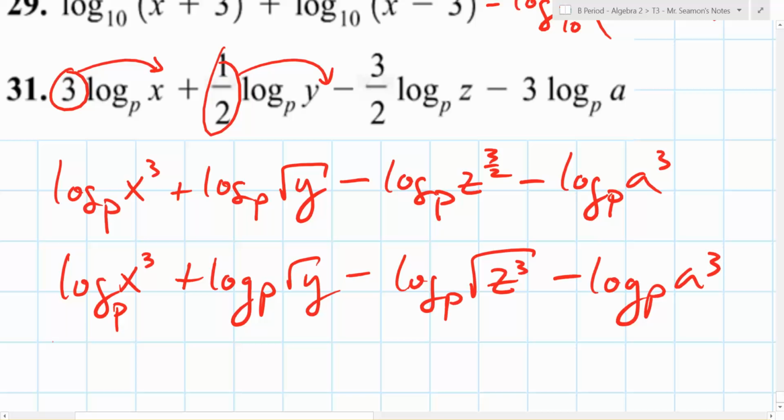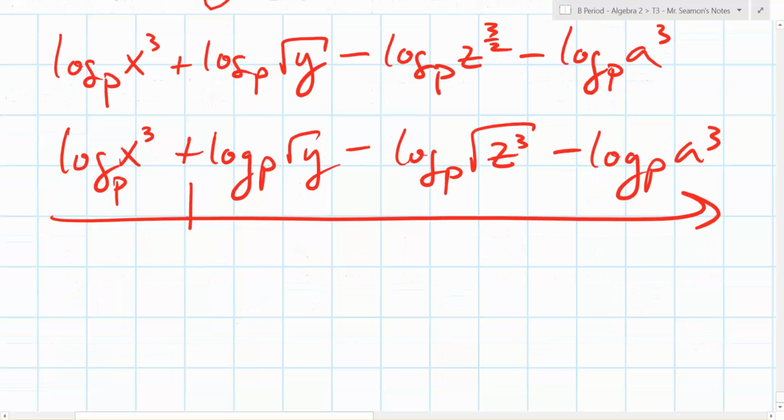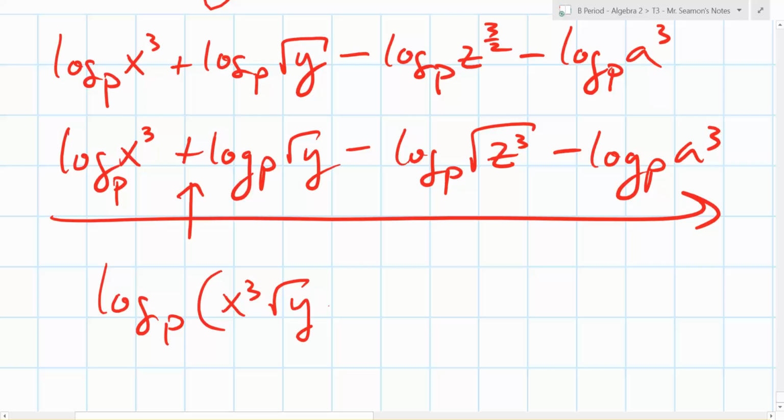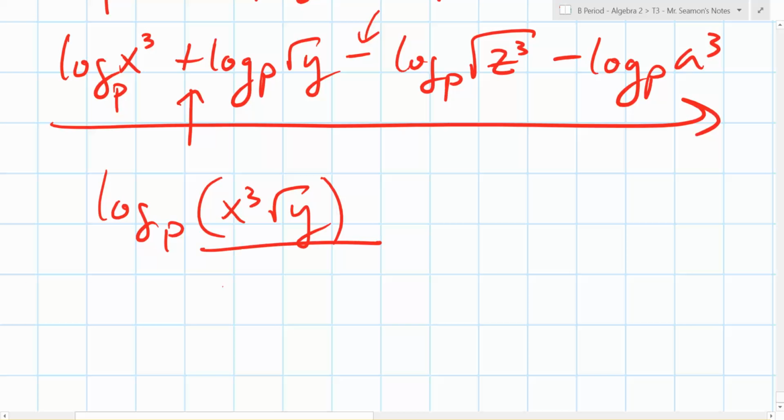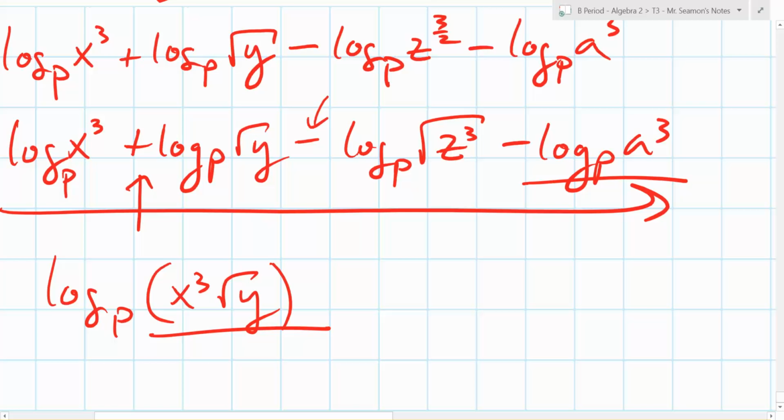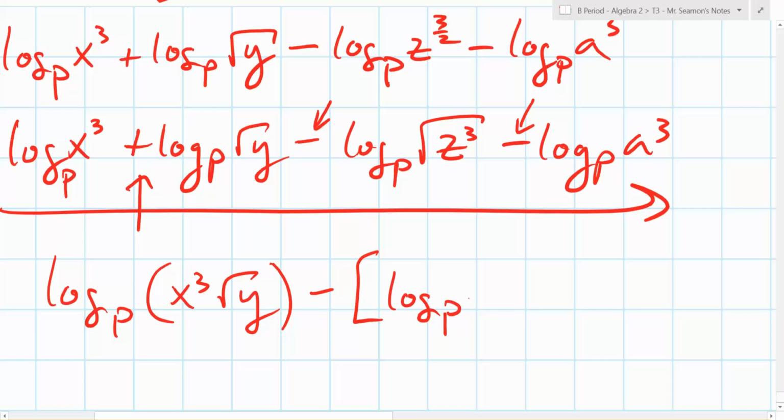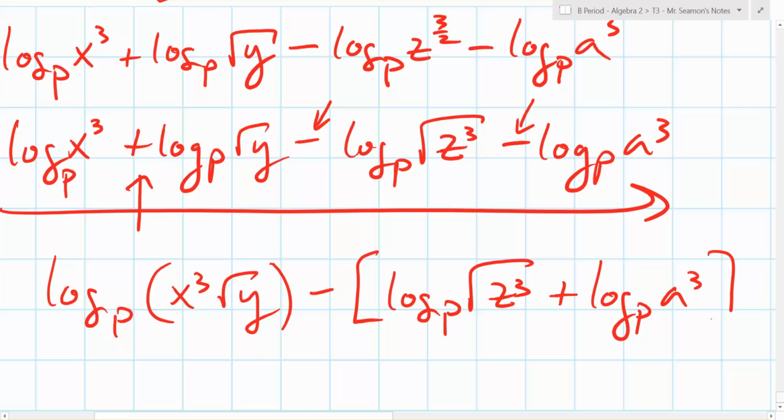So now when you do this, read it from left to right. So what does plus mean? So this is log base p of x cubed times the square root of y, right? What does this minus sign mean? So then where do you put that? You put that underneath it, and then you plug this in underneath it. So you have to be really careful at this point. Here's what you could do if it really helps you. Do you see both of these negative signs? What could you factor out of both of them? You could factor out a negative and make it negative of log base p of the square root of z cubed plus log base p of a to the 3rd, like this, right?